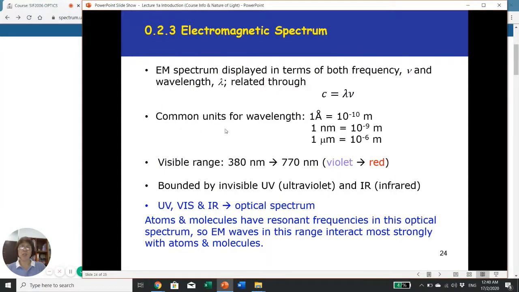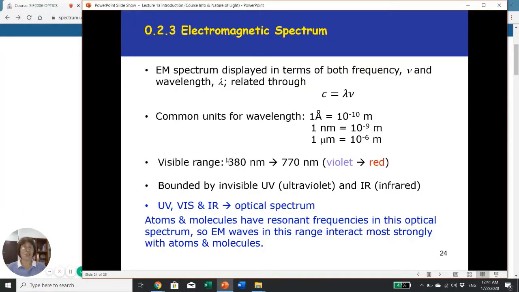The common unit used for wavelength is the angstrom, which is 10 to the power minus 10 meter. In the visible range, usually we talk about hundreds of nanometers. That's 10 to the power minus 9 meter here. And for the infrared, usually we talk in terms of microns. That's 10 to the power minus 6 meters.